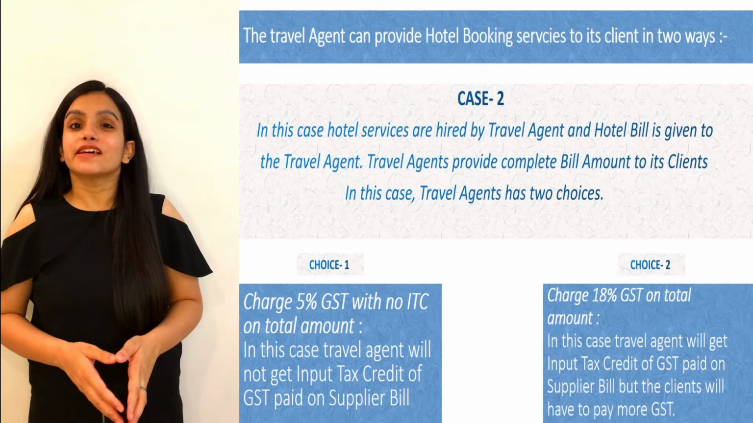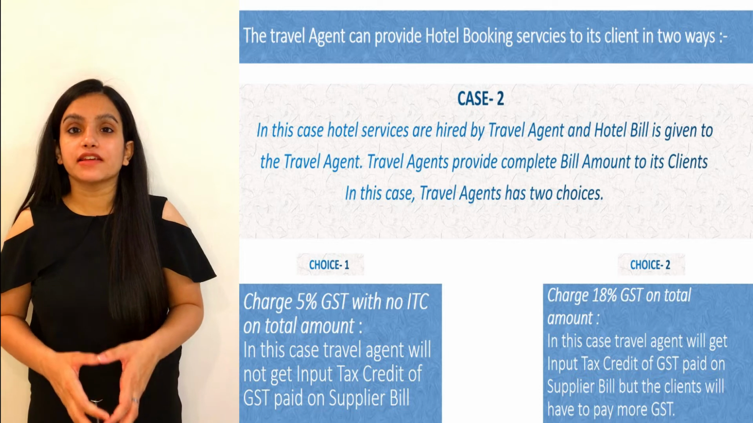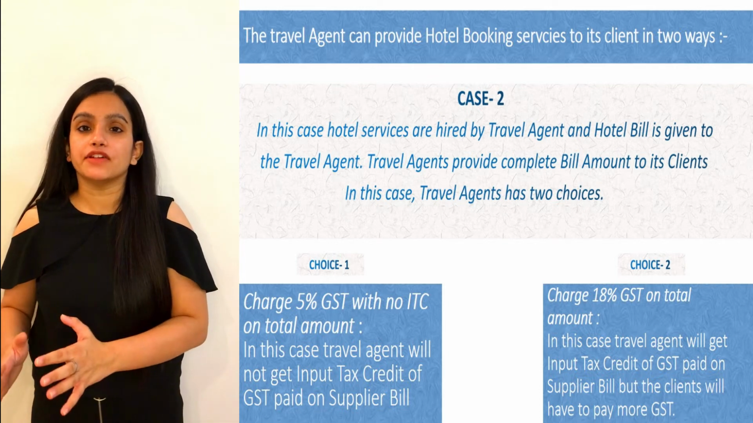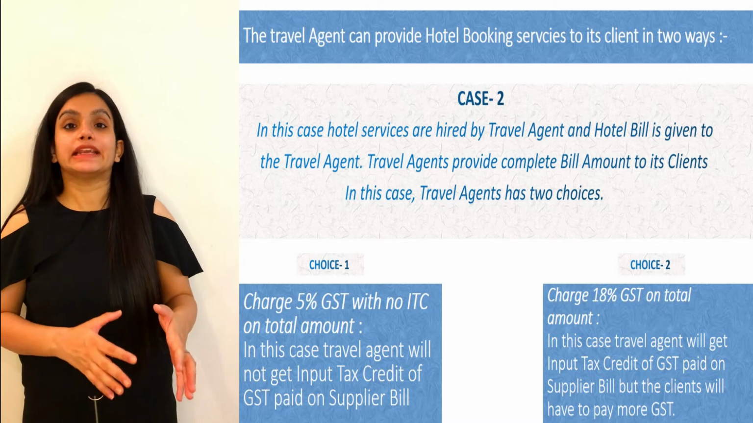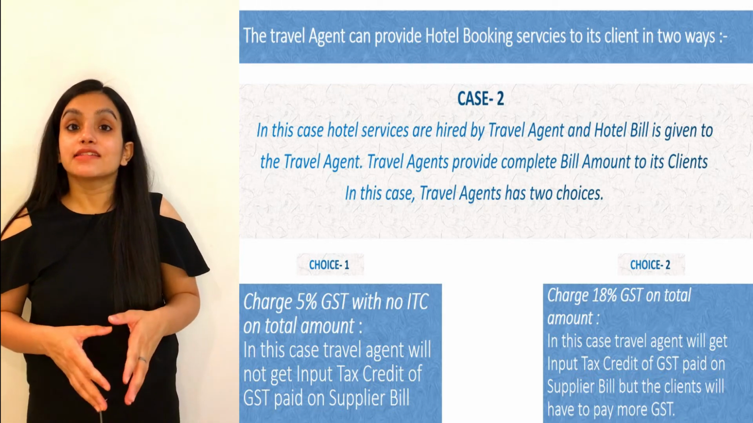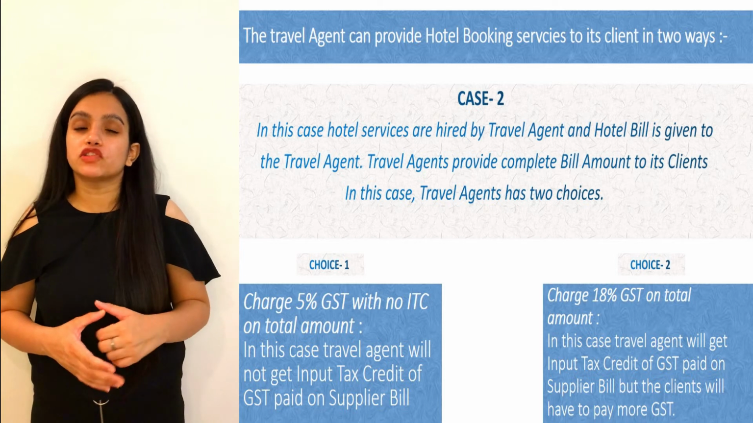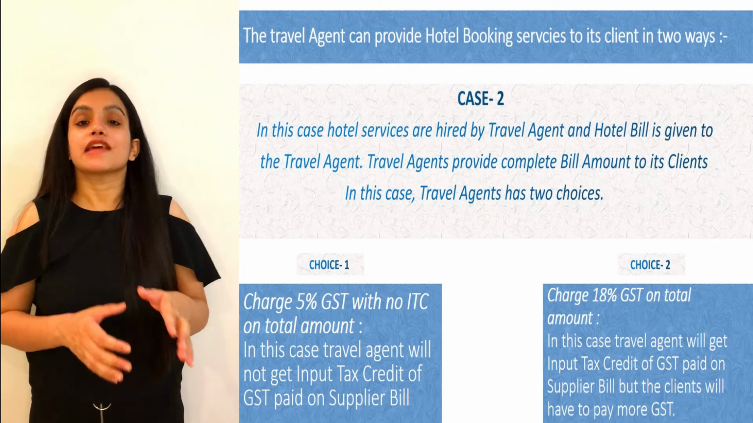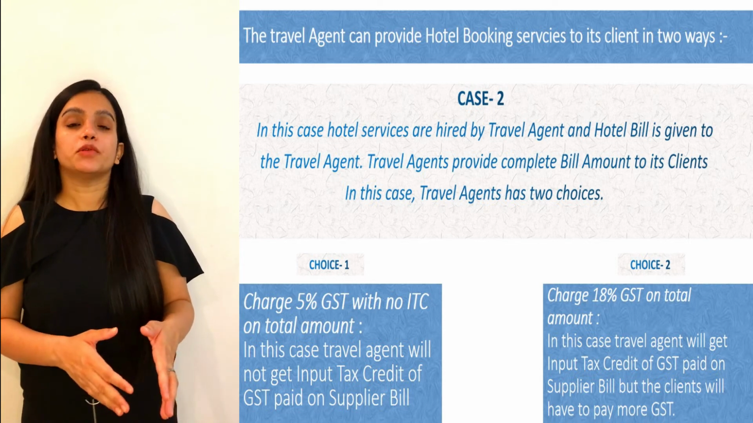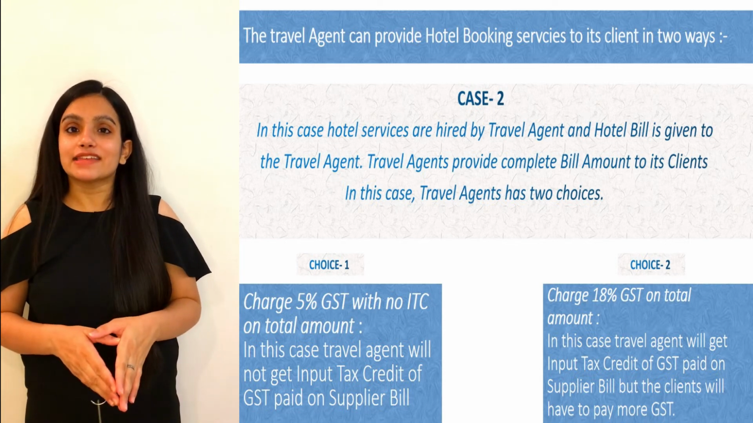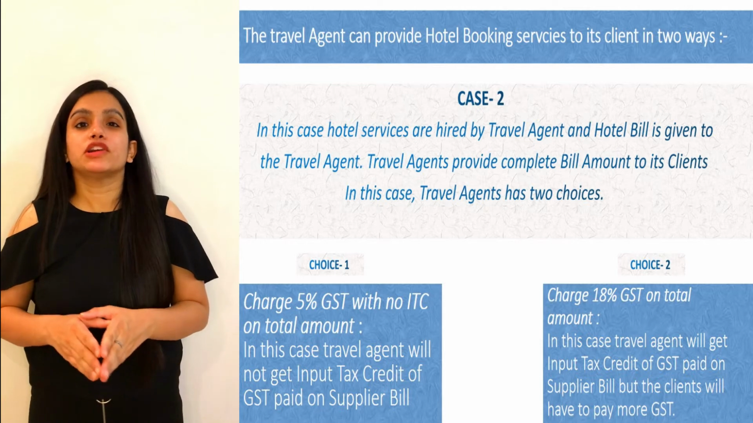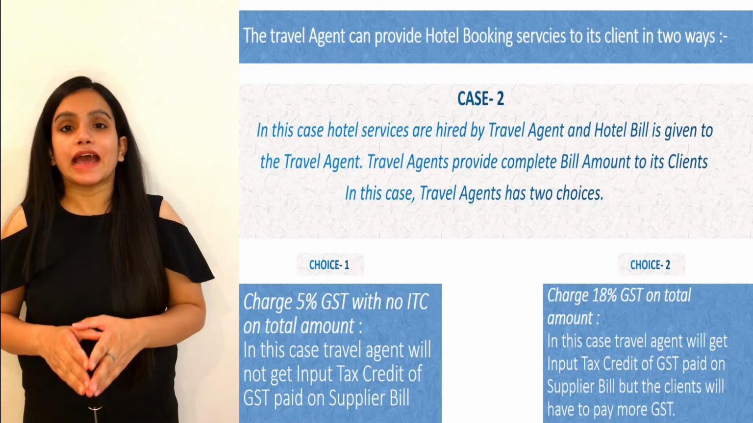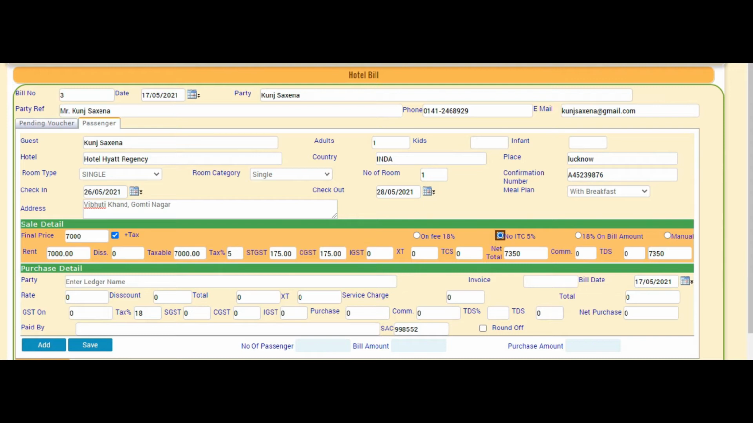Case 2, hotel services are hired by the travel agent and hotel bills to the travel agent, and travel agent provides the complete bill amount to its client. In this case, a travel agent has two options for charging GST. Option 1, charge 5% GST with no input credit on total amount. In this case, travel agent will not get input tax credit paid on the supplier's bill. This window shows the taxable value and CGST and SGST when we have chosen the option no ITC 5%.